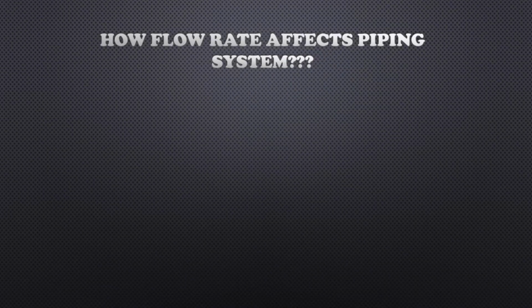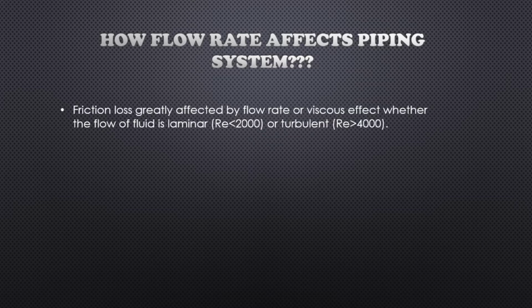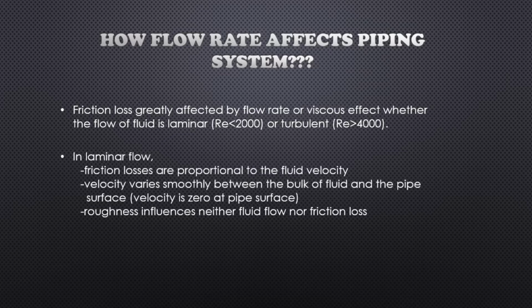Apart from roughness of pipe wall, flow rate also affects the friction loss in piping system. The effect of flow rate on friction loss depends on the viscous effect of the fluid, either laminar or turbulent flow. In laminar flow, friction losses are proportional to fluid velocity, as the velocity varies smoothly between the bulk of fluid and pipe surface. The fluid velocity at surface of pipe is zero. This is due to the presence of shear stress. The roughness of pipe surface influences neither fluid flow nor friction loss in laminar flow.